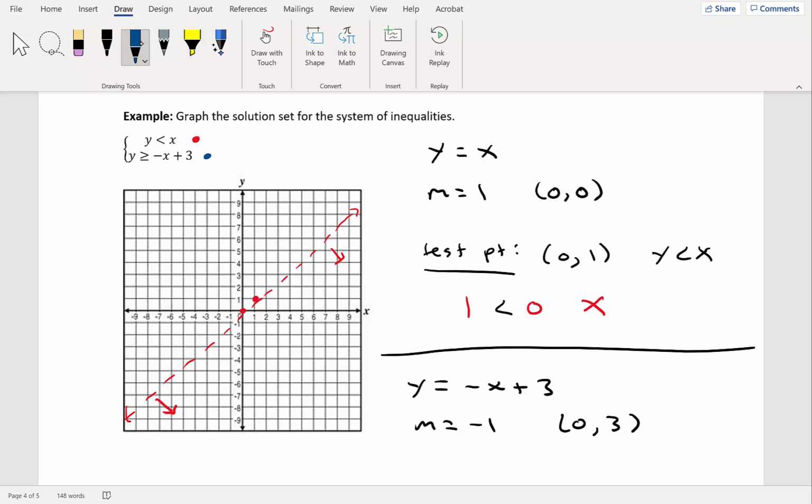Now let's go ahead and graph it. So I have (0, 3), which is this point over here. And now my slope is telling me go down 1 and then to the right 1. Now in this case, since our inequality was greater than or equal to, that means I'm going to have a solid line.